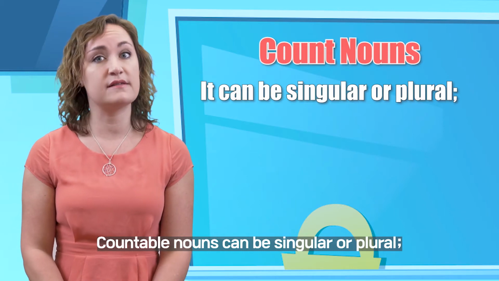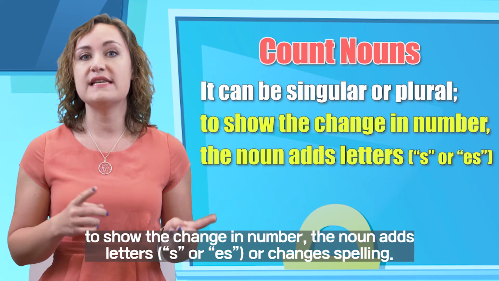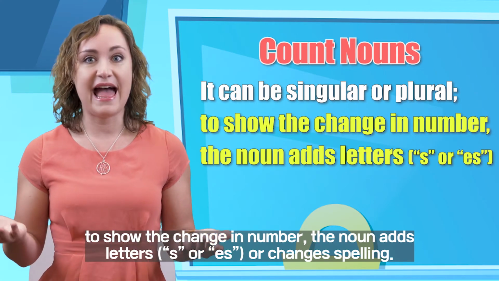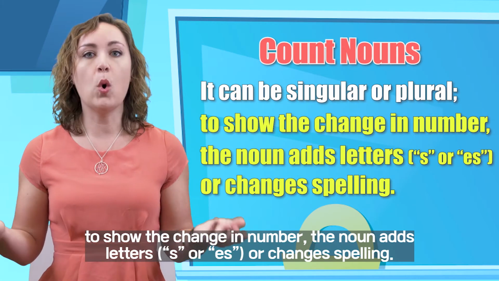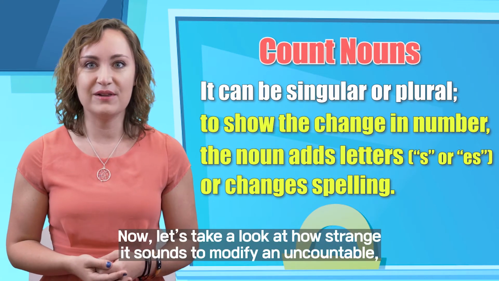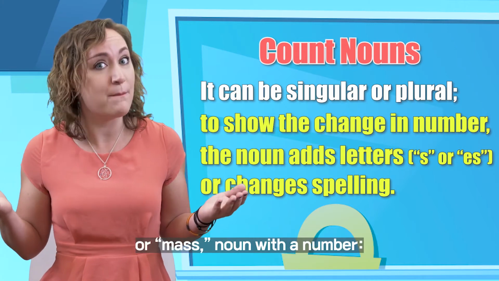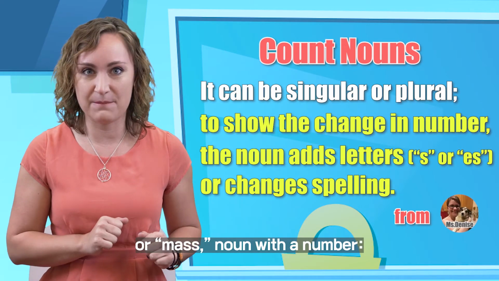Countable nouns can be singular or plural. To show the change in number, the noun adds letters, like S or ES, or changes spelling. Now, let's take a look at how strange it sounds to modify an uncountable or mass noun with a number.